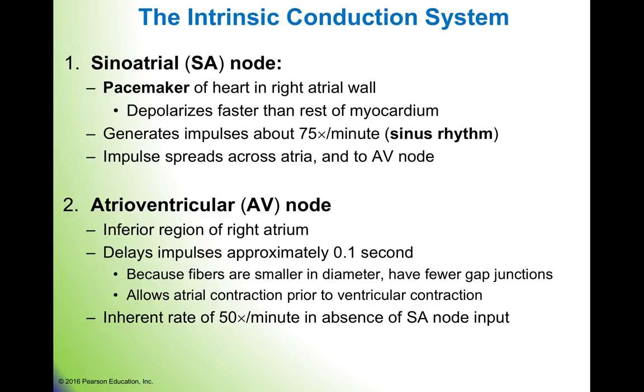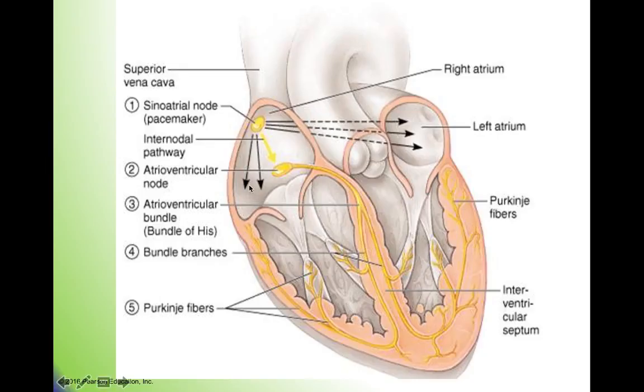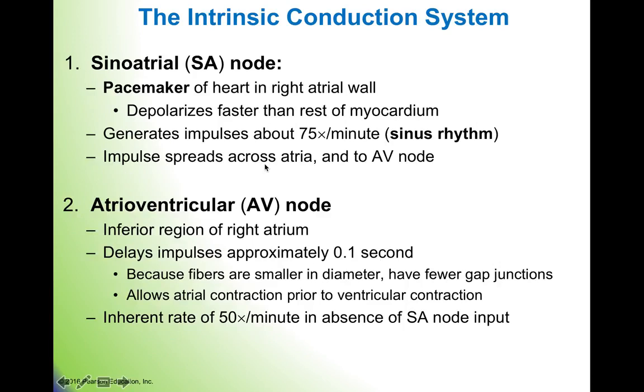Now, impulses from the SA node are going to spread from the superior aspect of the right atrium down to the two atria, left and right, using the gap junctions, and then eventually reach the next structure, which is known as the AV node. AV stands for atrioventricular. You can see it right here. It sits between the right atrium and the right ventricle, hence the name atrioventricular node. There are very specific characteristics of the AV node. The AV node has a very small fiber diameter and also has very few gap junctions.